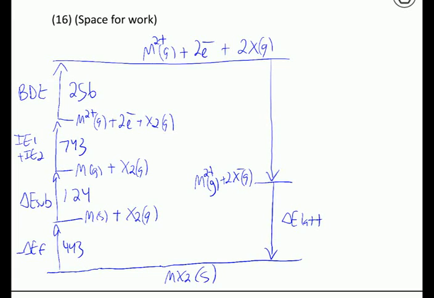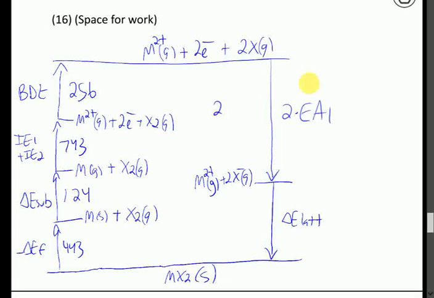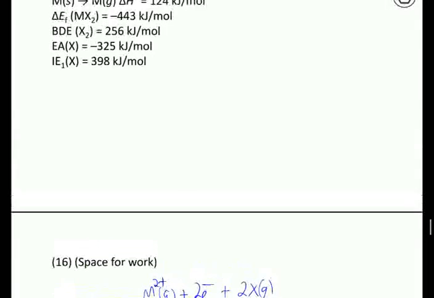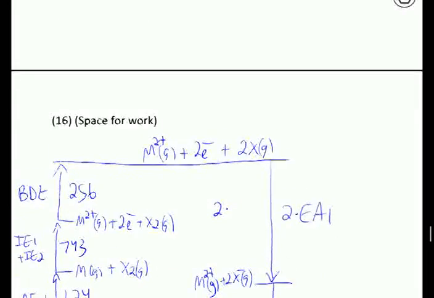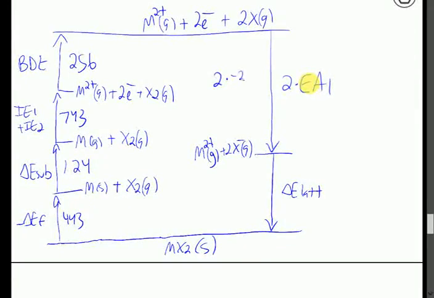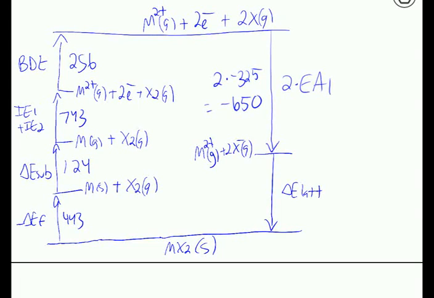Okay, so if we do this, though, we have 2 X's that are each taking on 1 electron. So we have to double that energy because it's happening twice. So we have to do 2 times the electron affinity for X, because there's 2 atoms of X that are each gaining 1 electron, so it has to happen twice. So if we go back up to our given information, the electron affinity for X is minus 325. The first electron affinity is almost always negative. So that means when we add 2 electrons to 2 atoms of X, we release 650 kilojoules of energy. We have an energy change that is minus 650. It has to happen twice.